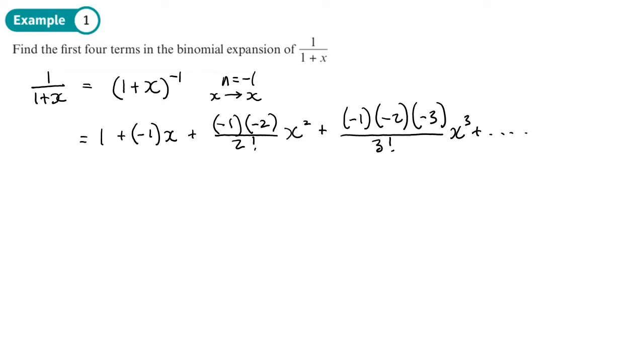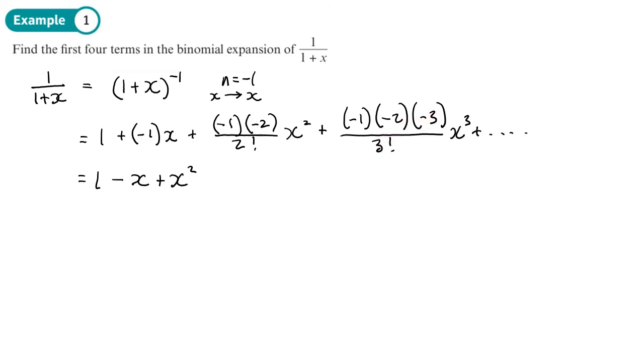So you can see how this expansion will carry on forever, because you're just going to end up carrying on doing the same type of calculation. So 1 is the first one, the second one will be negative x, the third one is going to be 2 divided by 2, which is 1, so that just becomes x squared. That's the third term. Now the fourth term, we're going to have 2 there times 3, which is going to be negative 6 over 6.